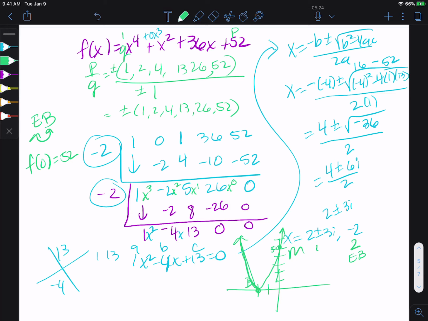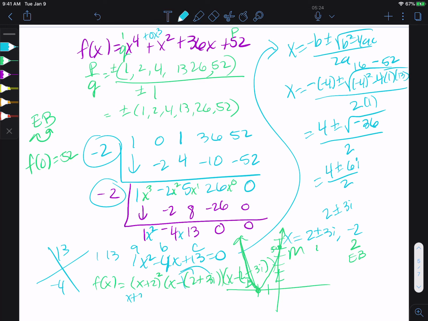And we could, if we wanted to, write this in factored form. So we would have f of x equals x plus 2 quantity squared, since we knew the multiplicity was 2, or it showed up twice. And then it would be x minus 2 plus 3i, and x minus 2 minus 3i. So then we would need to distribute that negative to both of these.